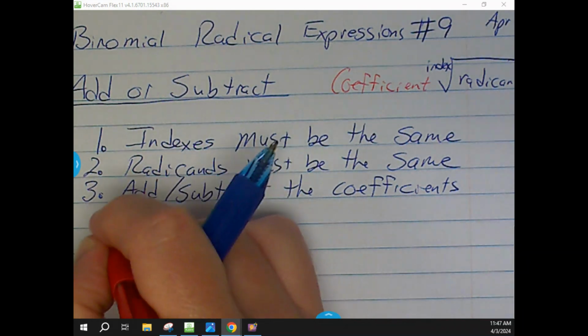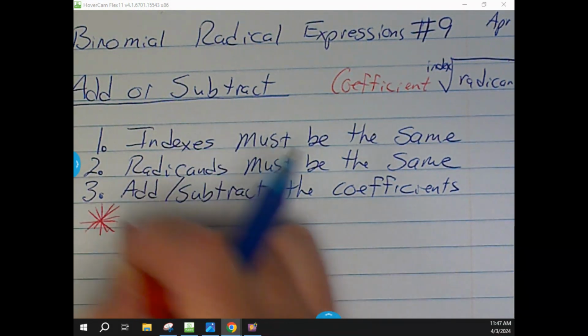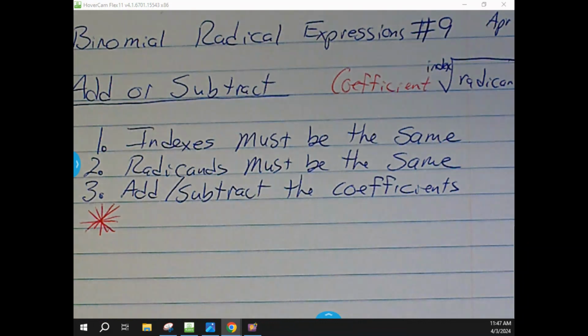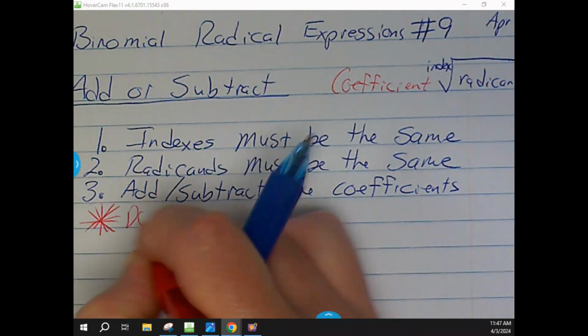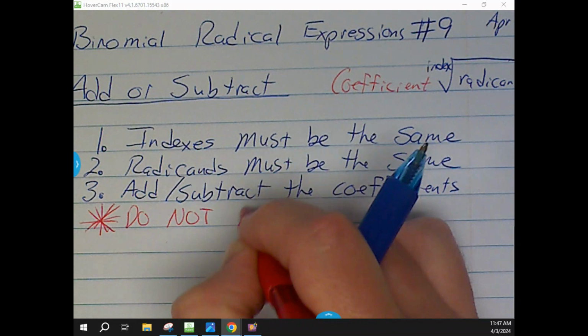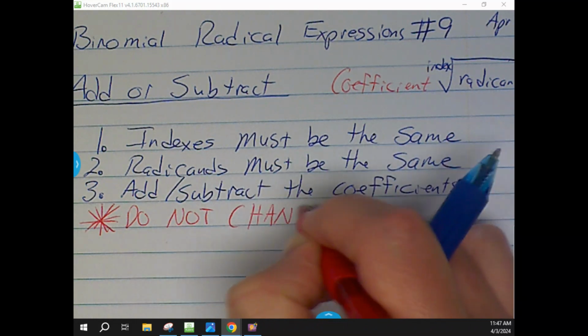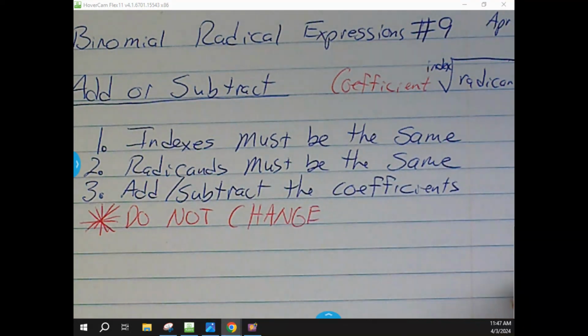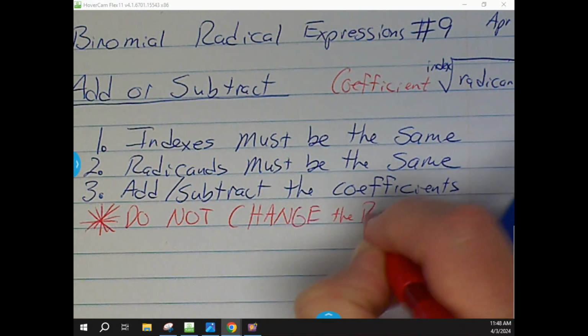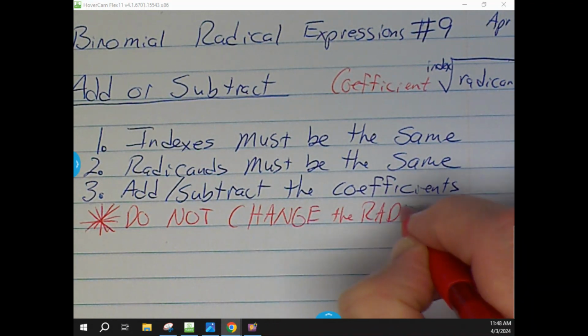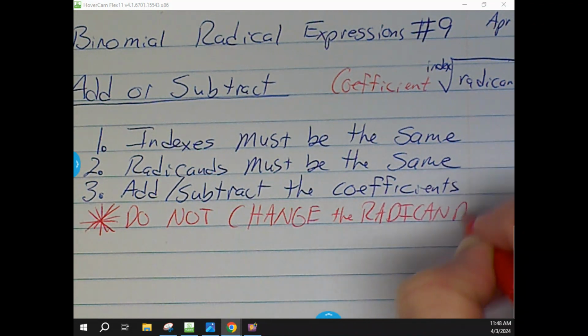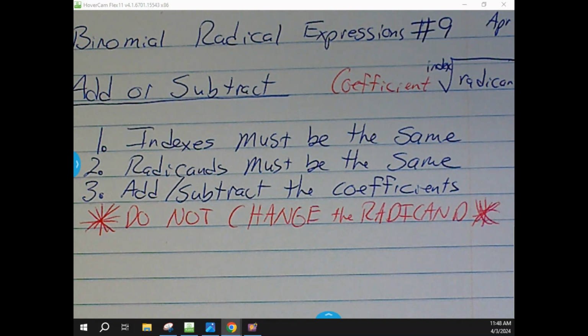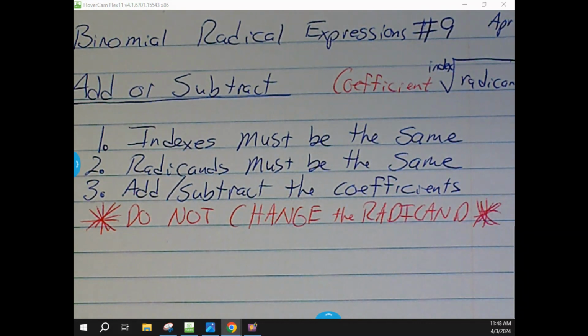All right, and then the big thing on this one is when you're adding, subtracting the coefficients, here's the one thing you got to be careful of. Put it in all caps. When you add and subtract on these, you do not change the radicand. The only thing that changes is the numbers, the coefficients that's in front.